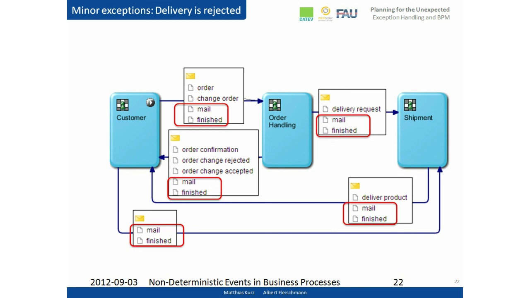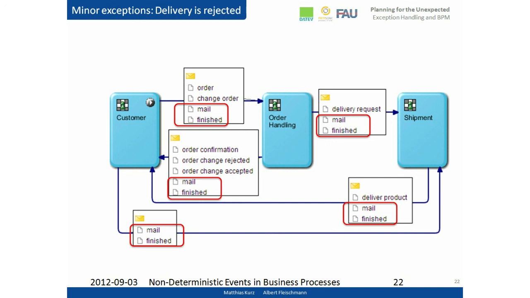The customer can decide that I do not accept the delivery. I don't want the product anymore, or there's some damages. And we assume that this is not well defined because we do not have a standard handling of that event. This means we add a message mail and a message finished.